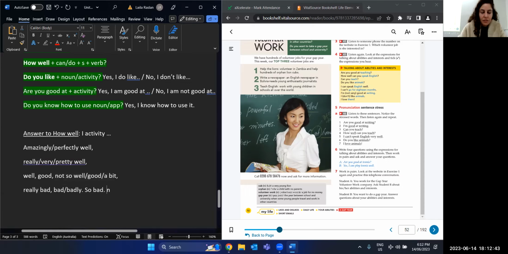How well can you draw? Not so bad. Yeah, but it's kind of about 50%, like 40%. Yeah, not so bad. So it's maybe about here, not so bad.